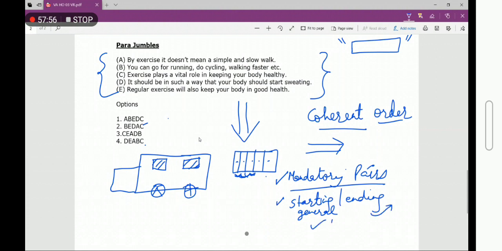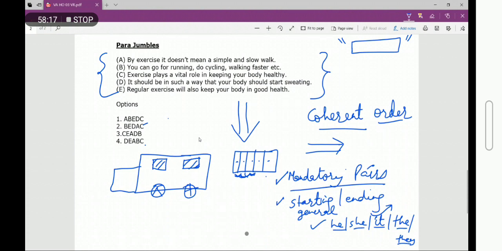What are the other hints? Things like he, she, it, they, the. You cannot start with things like this because pronouns are referring to something. Unless there is somebody mentioned, how can you use pronouns? So these are some common hints that help you crack it.